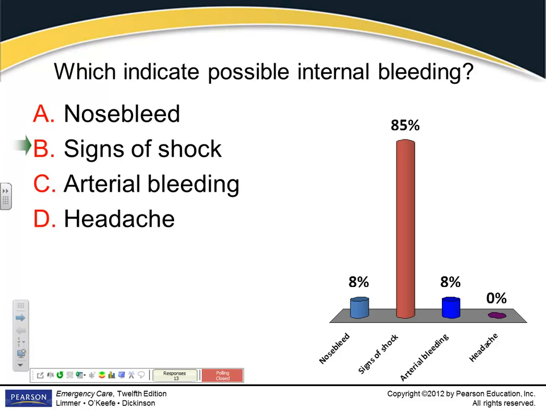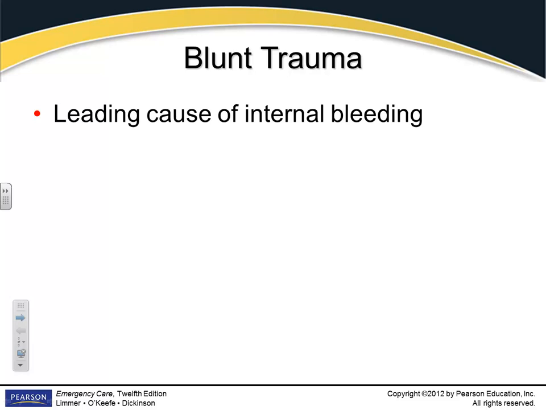What happens if they have a severe internal bleeding in their head? Then they may have a headache. Like a bad headache? Yeah, the worst headache they've ever had in their life. Headache could be an answer. Somebody with a head injury could have a severe headache. But if they've got signs of shock, you're going to think internal bleeding.